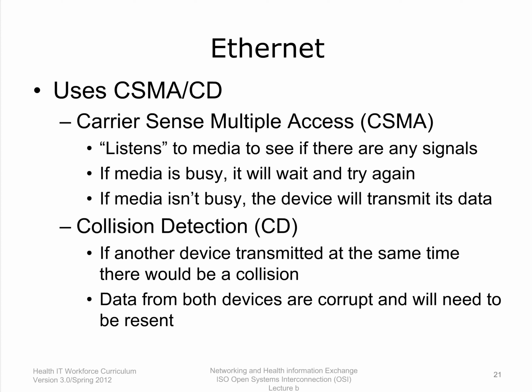It may happen that, at the same time the device transmits its data, another device doesn't hear a signal on the media, and it transmits too. In that case, there would be a collision, causing both signals to become corrupt. The devices would detect the collision and know that they need to send the data again. They would both start the process of CSMA/CD again.